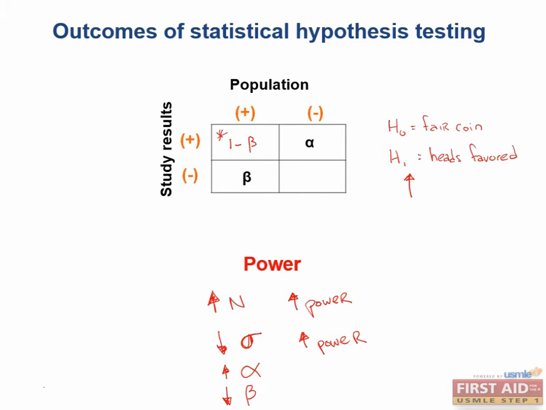Second, if you increase the significance level or probability of type 1 error, alpha, you increase the power. There's a trade-off between type 1 error and type 2 error. So, if you're willing to accept a higher probability of type 1 error, you reduce your probability for type 2 error. Since power is defined as 1 minus type 2 error, this effectively increases the power.